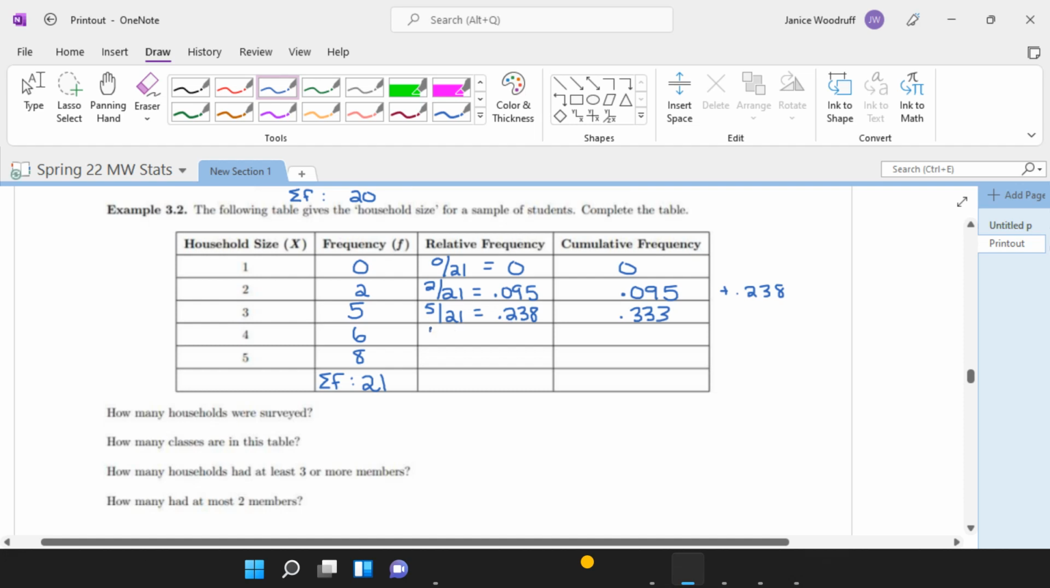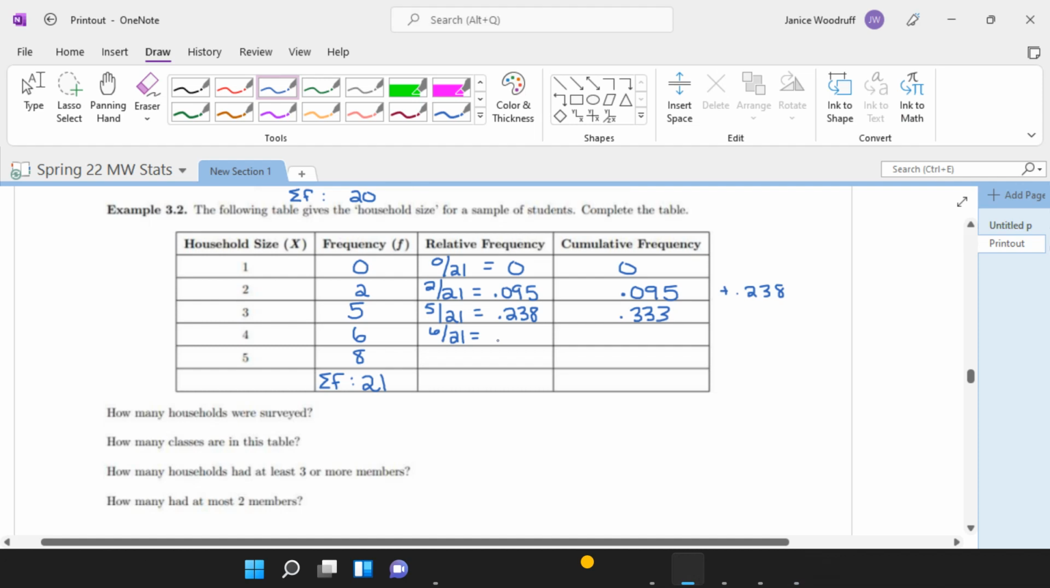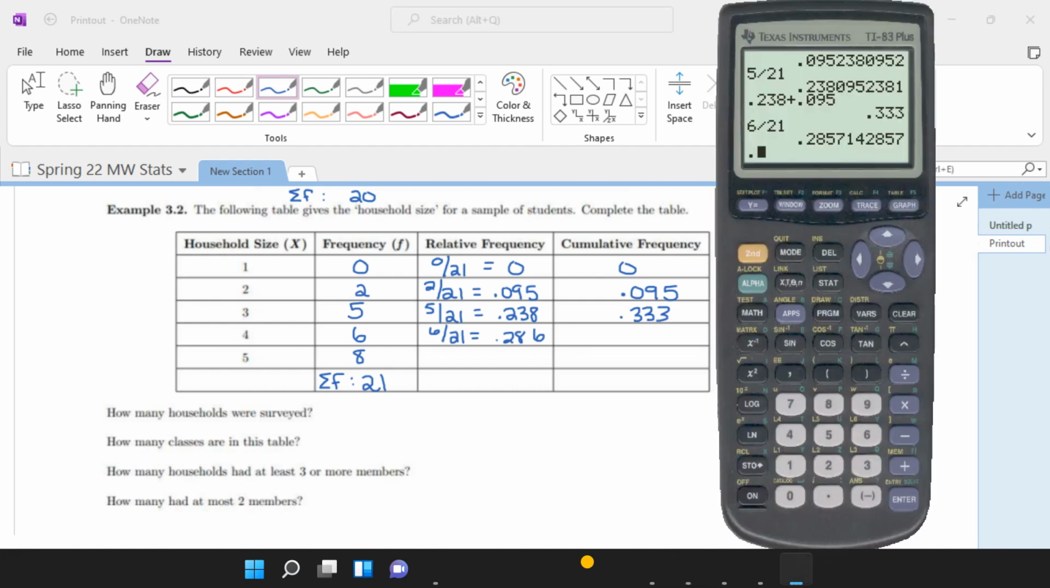And you have 6 for household size of 4. So 6 out of 21. And that'll give us 0.286. So there I'm going to add that. So 0.333 plus 0.286. Oops. I was trying to do the plus sign on my keyboard here. Plus 0.286. There we go. 0.619.